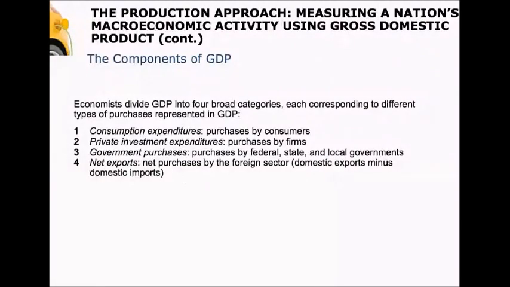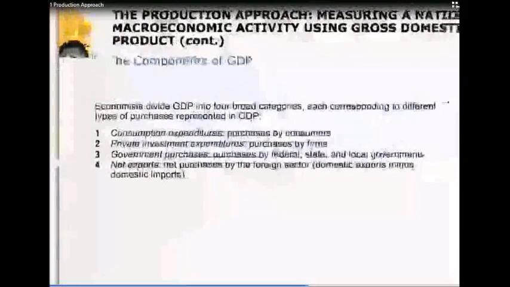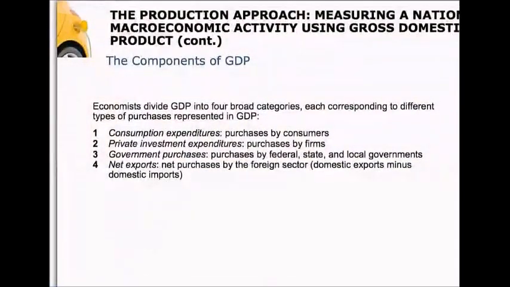Now, when we add up GDP using the production approach, we're going to look at what types of goods are being produced, and we're going to separate them into four different components. The different components of GDP depend on who is buying it. So we have consumption expenditures, which are purchased by consumers. We have private investment expenditures, which are purchased by firms, and we're going to see that this is made up of different categories of investment expenditures, but one of the most important ones is plants and equipment, which is the capital stock, which increases the productive capacity of the economy.